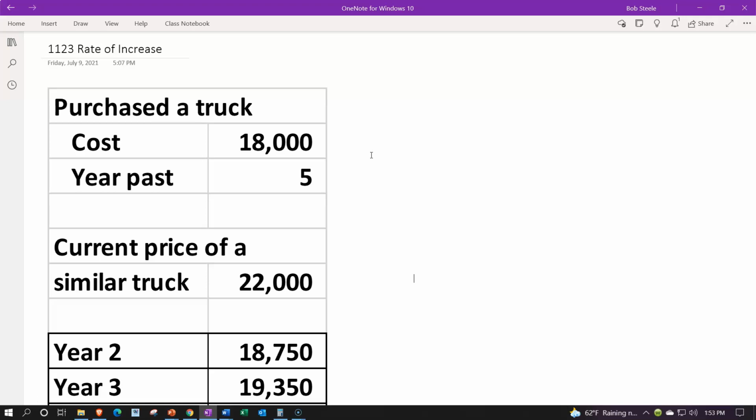So let's get to our basic calculation here. We have the purchase of a truck. The cost is starting off at $18,000. We're going to assume that 5 years are going to pass, and that the current price of a similar truck is $22,000. So we're not assuming that we have the same truck that went up in value. That's not likely to happen.